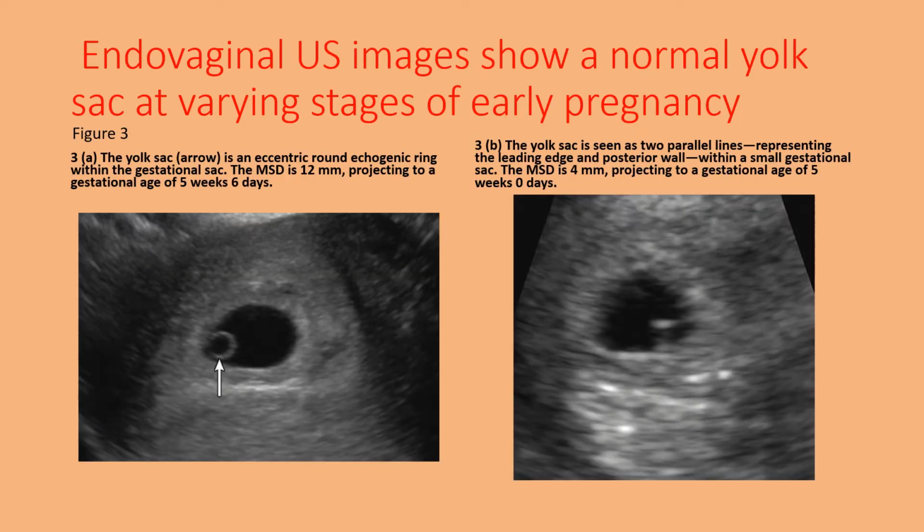Here is an endovaginal ultrasound image showing a normal yolk sac at varying stages of early pregnancy. The yolk sac here is an eccentric rounded echogenic ring, while the yolk sac here is a two parallel line structure representing the leading edge and the posterior wall.